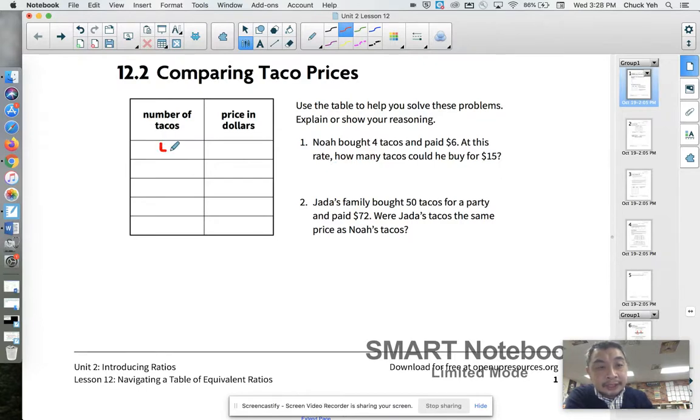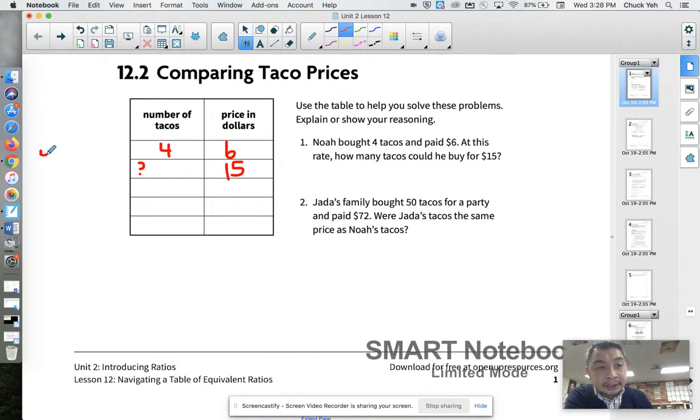So there's 4 tacos, and that's $6. We want to know how many tacos you can buy for 15. So we can put 15 here, and then we want to know what this is. Well, how are we going to figure that out? We can cross multiply and divide. That's another go-to that we can do. We can cross multiply and divide.